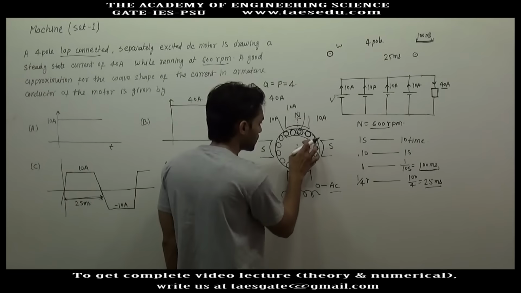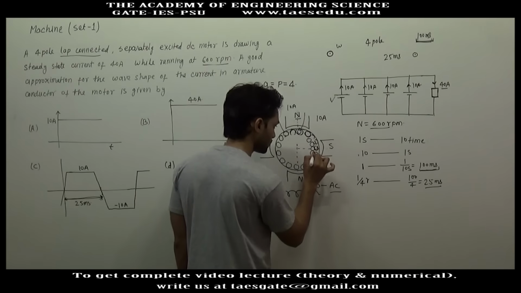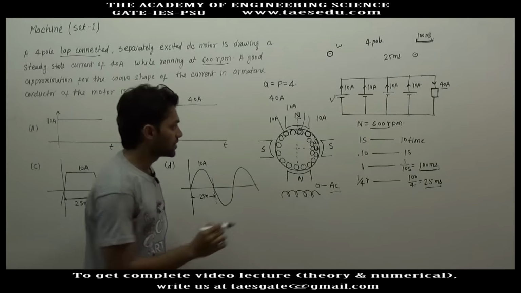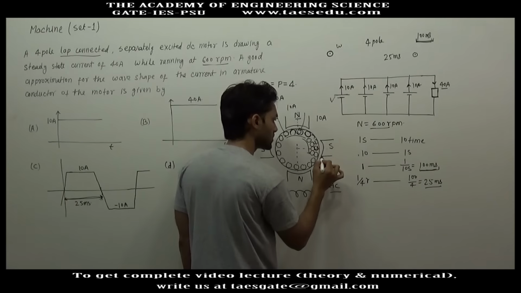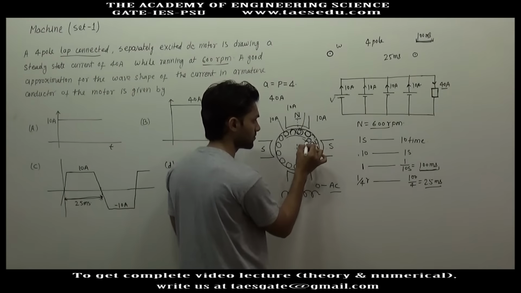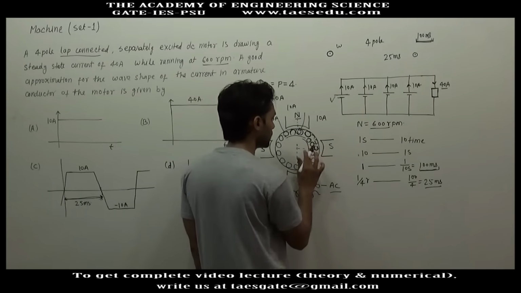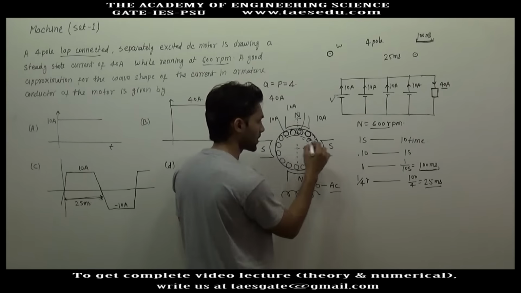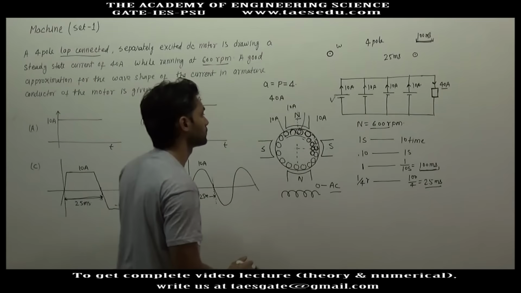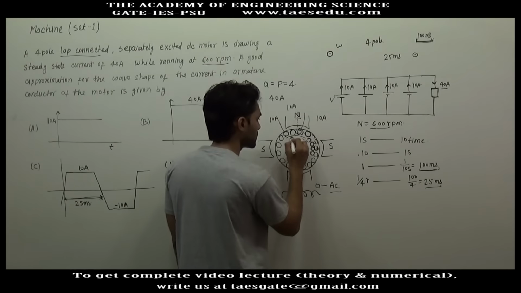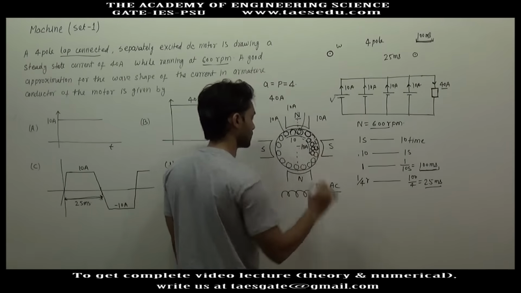Now after rotation, when these 4 conductors come in the influence of south pole, obviously the polarity of the generated voltage will be reversed, and now these conductors will generate current in the opposite direction. So let's say in this position the current is 10 ampere, so in this position the current will be minus 10 ampere.